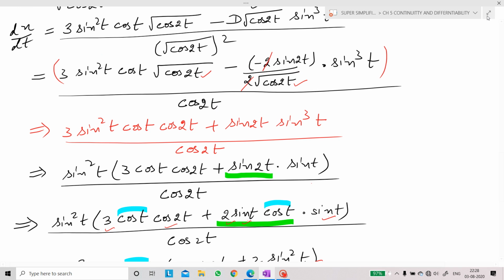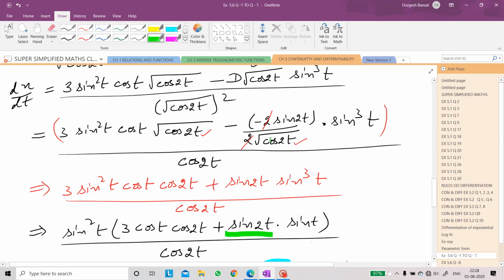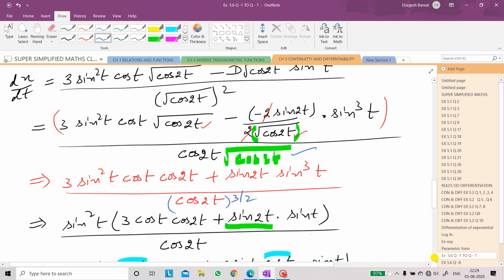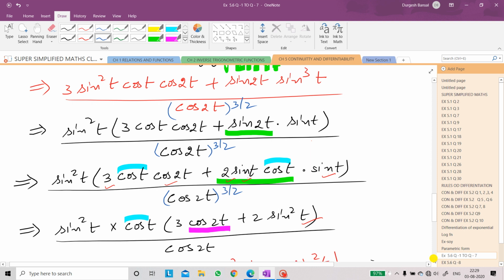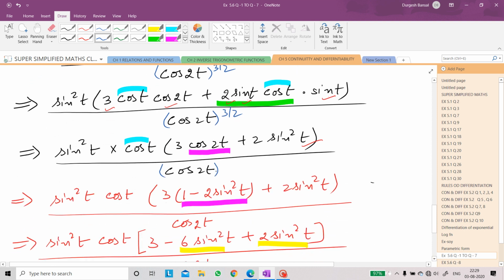You can see, student, at this step this power of root cos 2t, this was to be multiplied here, root cos 2t. So we can multiply this in every step. If you multiply here these two things, the power of cos 2t will become 3 by 2. So you can amend it in every step. The power of cos 2t is 3 by 2, which is in the denominator in every step. So you can correct it now.